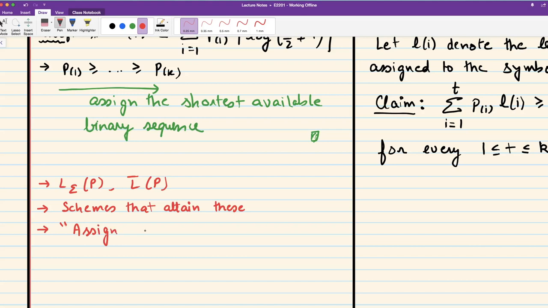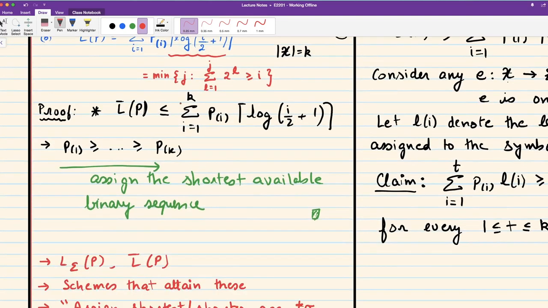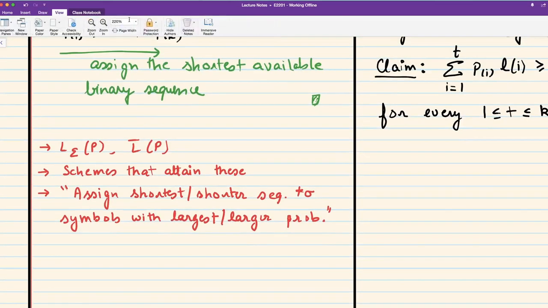Assign shorter sequences to symbols with larger probability. That's the template of a scheme. Both the schemes follow this principle. It's a very natural principle, and now we have given a mathematical theorem which shows that this indeed is the optimal scheme.